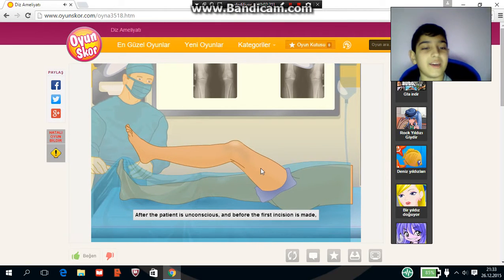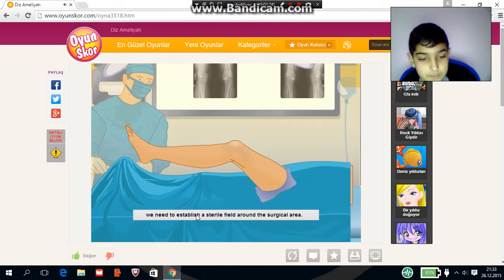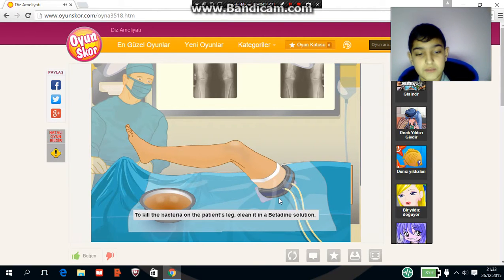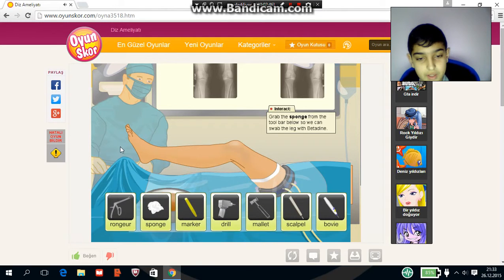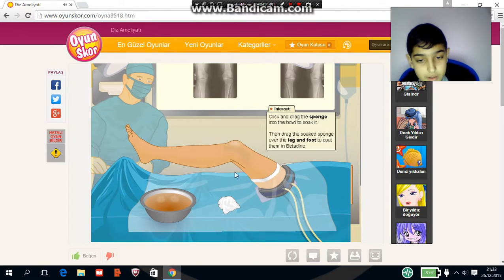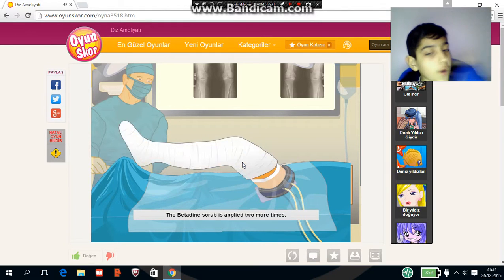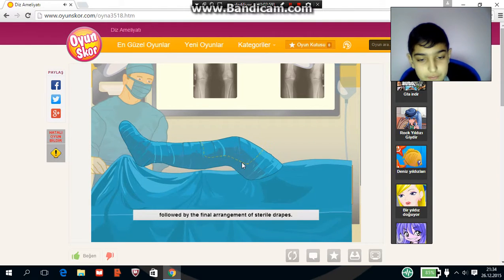After the patient is unconscious, and before the first incision is made, we need to establish a sterile field around the surgical area. A series of sterile drapes isolates the surgical field from the rest of the patient's body. A tourniquet is applied to cut off blood flow, which allows a clearer view of the surgical field during surgery. To kill the bacteria on the patient's leg, clean it in a betadine solution. This scrubbing process will limit the chance of bacterial infection. Betadine scrub is applied 2 more times, followed by the final arrangement of sterile drapes.